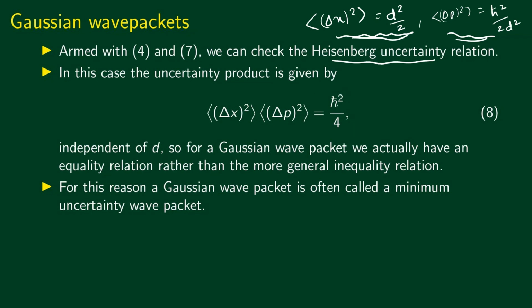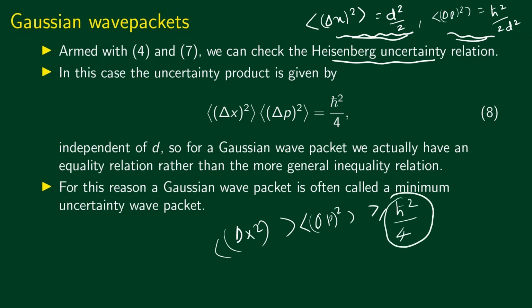Now if you remember the Heisenberg uncertainty relation, generally we write it as the average of delta x square times the average of delta p square is greater than or equal to h bar square divided by 4. This h bar square divided by 4 was the minimum uncertainty. So we see that if I take a Gaussian wave packet, the uncertainty is minimum. There is an uncertainty, but it has a minimum value.